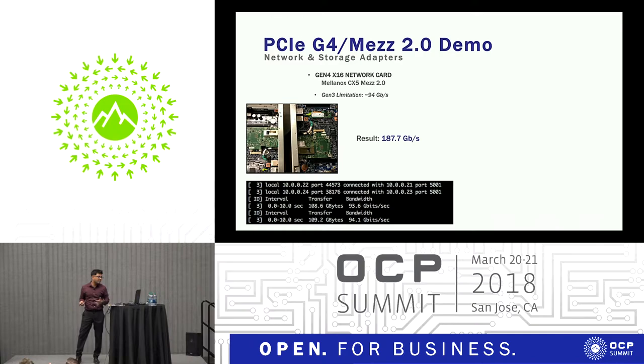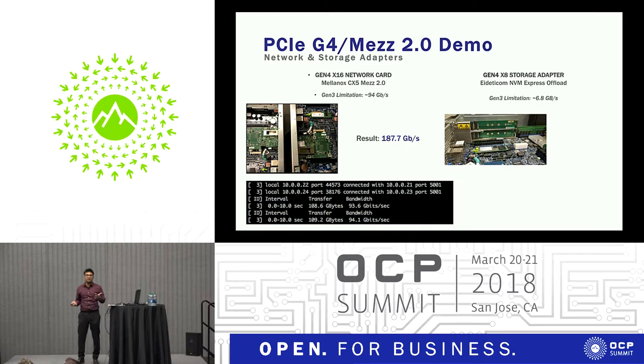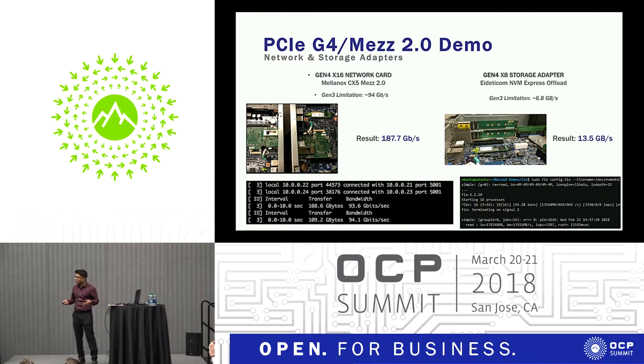It's not limited to network Gen 4. We took an Adaptec NVMe Express card and plugged it into the system. The Gen 3 limitation of that I/O workload would have been about 6.8 gigabytes per second of usable actual data moving back and forth. But the one that we measured is 13.5 gigabytes per second. What I want to point out is that Gen 4 is not just on paper, not just in systems, there's actually usable I/O here in network and storage for you.